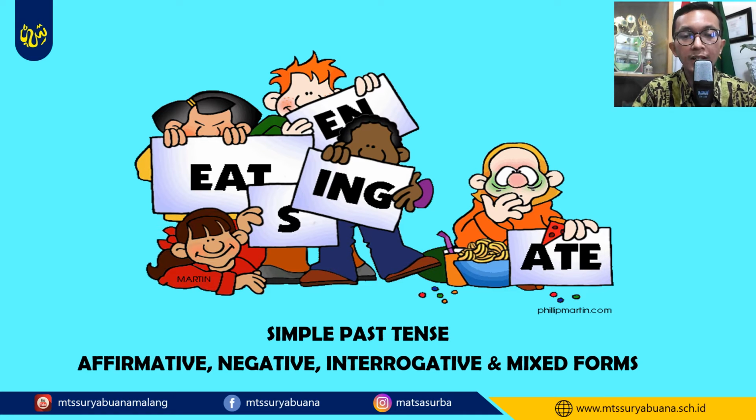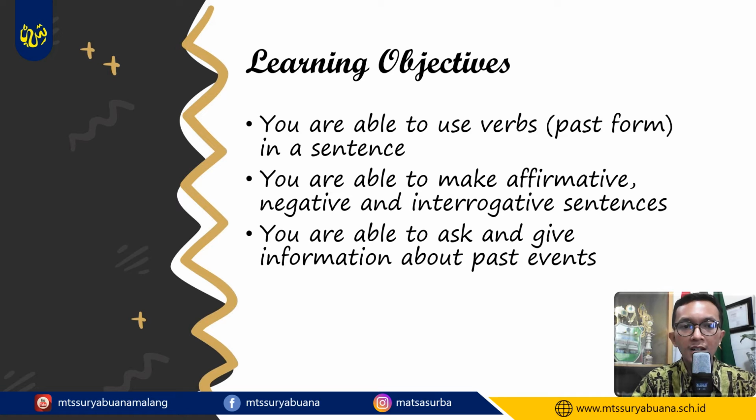Alright, simple past tense: affirmative, negative, interrogative, and mixed sentences. Alright, the learning objective for this meeting: I hope after you watch this video, you are able to use verbs in the past form in a sentence. The second one, you are able to make affirmative, negative, and interrogative sentences. And the last one, you are able to ask and give information about past events.